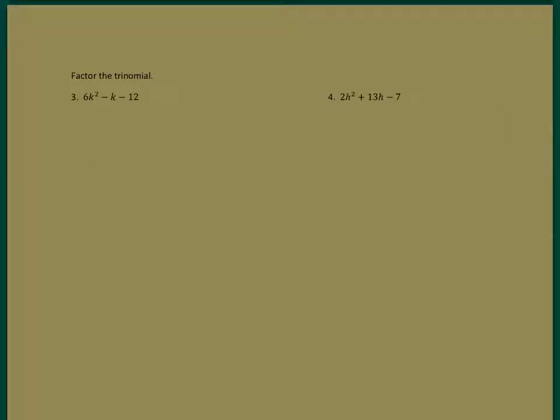So factor. So go ahead and pause. Give this one a try. My only tip for you before you pause it is this. For this one, you could have 6k and k, or you could have 3k and 2k. So go ahead and press pause and try this one on your own. Try number 4 as well.